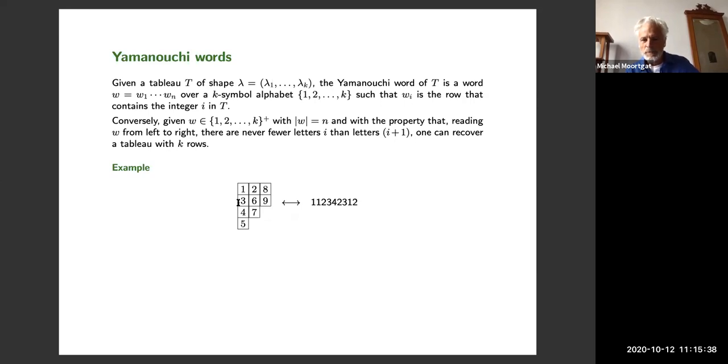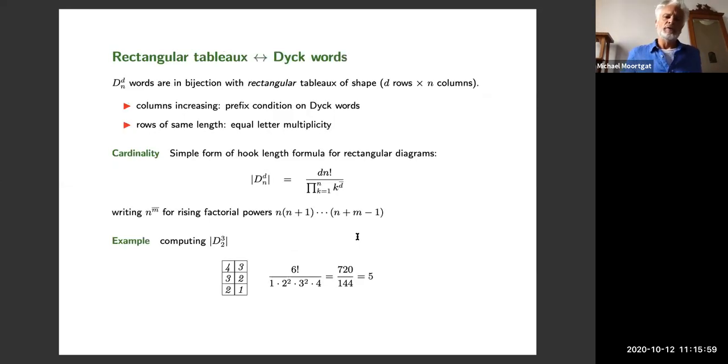Do we get it? Now, in formal linguistics, rather than using integers to say which of the rows, we will use A, B, C, et cetera. So we will use our letter alphabet. Now, go back to the Dyck words. For the d-dimensional Dyck words, we will be dealing not with diagrams in general, but with rectangular diagrams, where the fact that we are rectangular captures the equal letter multiplicity. There are as many elements in each of the rows, and the strictly increasing nature of the columns captures the prefix condition of these Dyck words, so that there have to be at least as many A's as there are B's, as there are C's in every prefix of a word that belongs to the language.